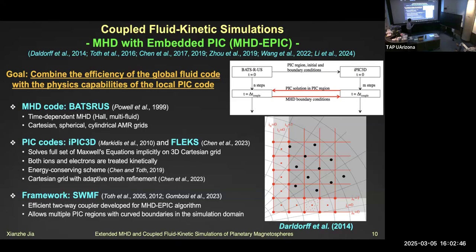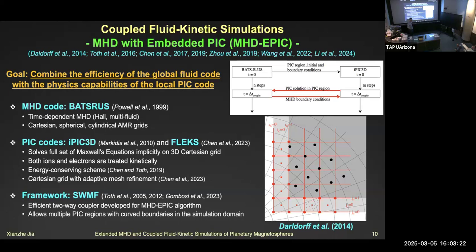So we initialize the system and run the MHD model for the entire domain that covers whatever system you're interested in, for example, Mercury's magnetosphere. But then as a user, you can specify regions where you want to place the PIC code. That's customizable in the input file. Then the two codes run on their own, but they talk with each other at a specified cadence.